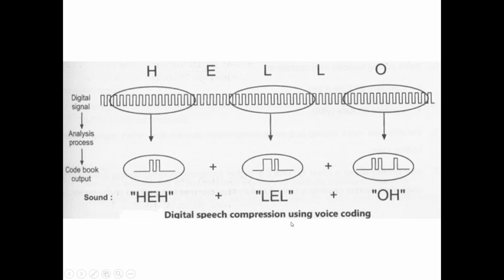So you are using digital speech compression with voice coding. You check the voice, and for hey, anywhere in the audio signal where it pronounces hey, a smaller code word will be generated for that hey. Likewise for lel, another small code word. In this case you are reducing the number of bits. If you reduce the number of bits, your bit rate will be reduced and indirectly your bandwidth requirement will also be reduced.